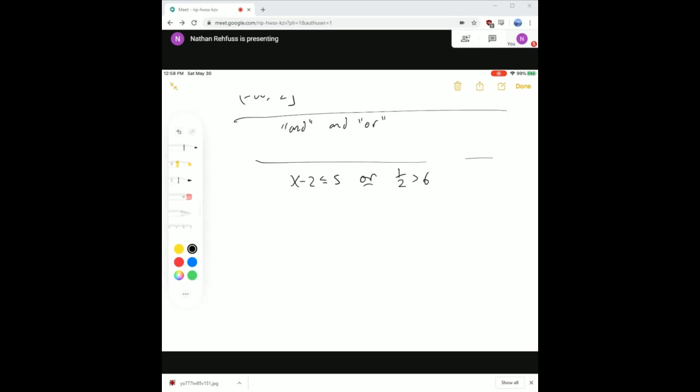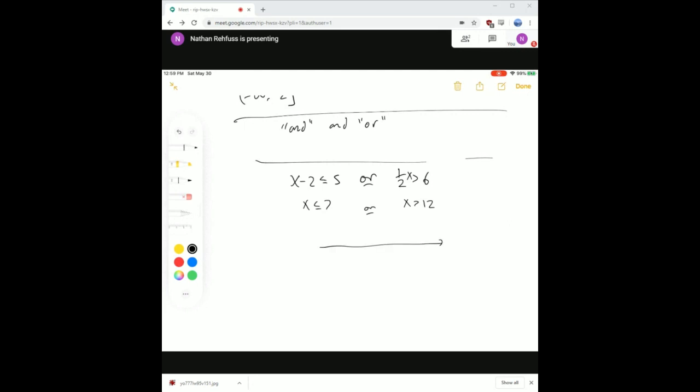Over on the left, I just add 7. X can be no bigger than 7. Oh, this shouldn't say 1 over 2. It should say 1 over 2x on the right here. Sorry. On the right, I just multiply both sides by 2. Since that's not a negative number, I don't have to flip anything. So x is bigger than 12. And the key word here is or. X is no bigger than 7, or x is bigger than 12.